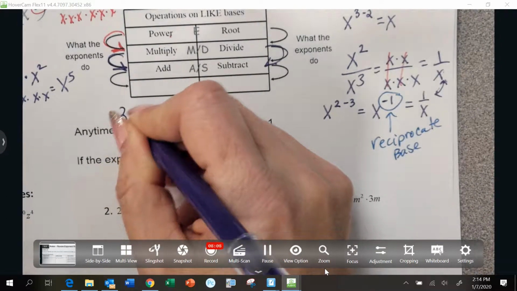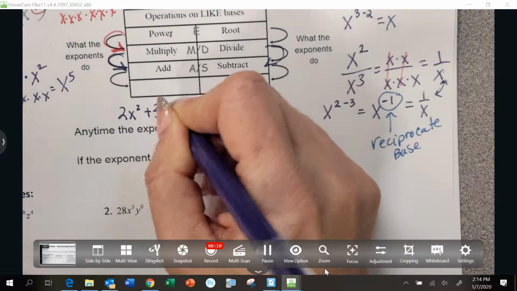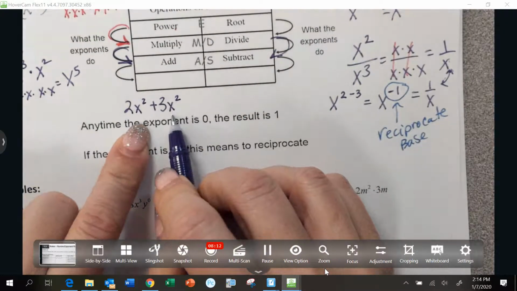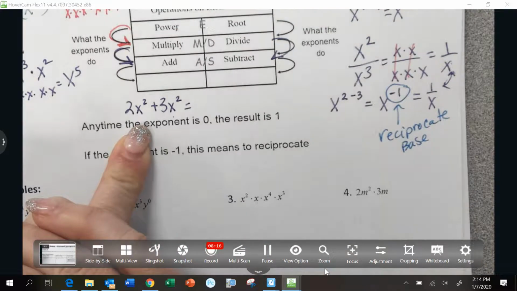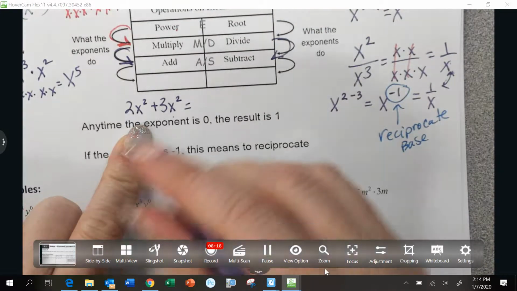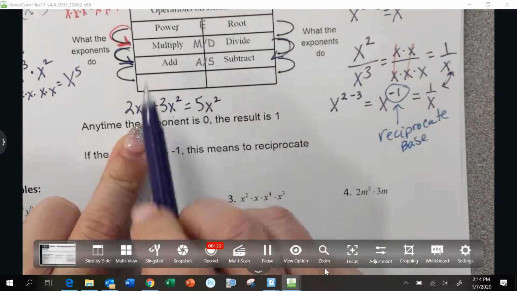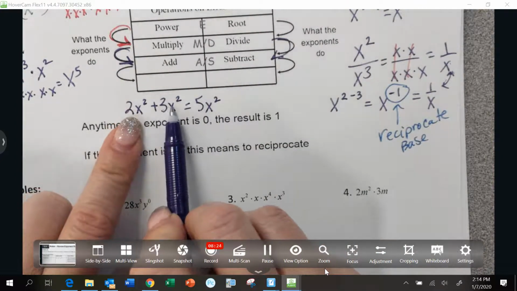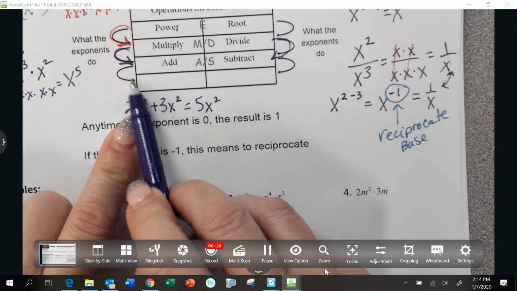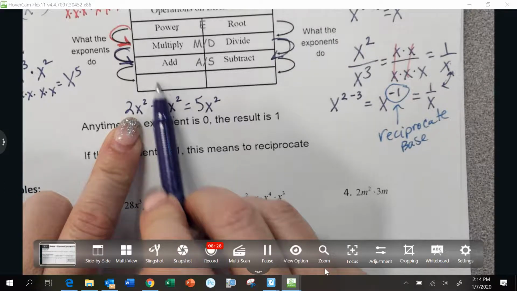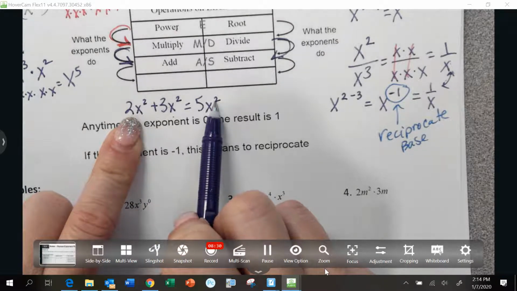What's 2x squared plus 3x squared? Like bases. 5x squared. So if I add together like bases, what do I do to the exponents? Nothing. That's why there's nothing under there. So if you're adding or subtracting, nothing happens to the exponents.